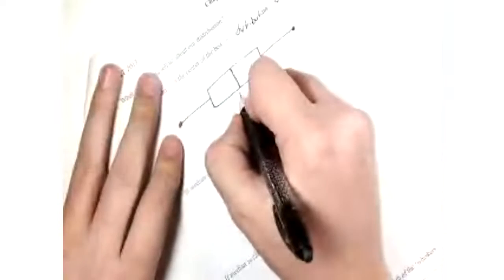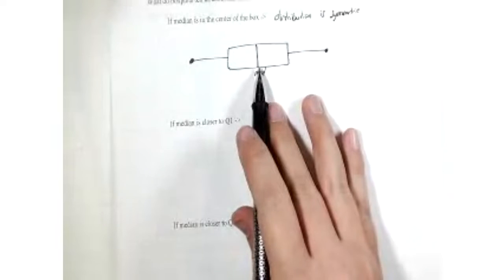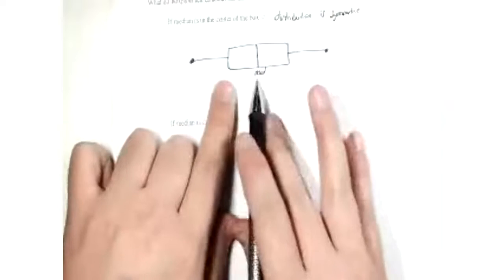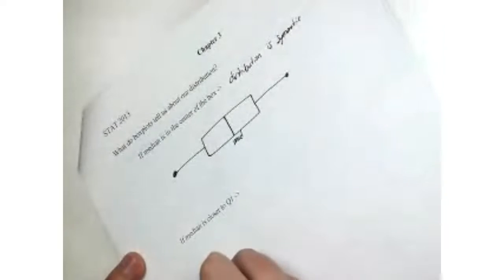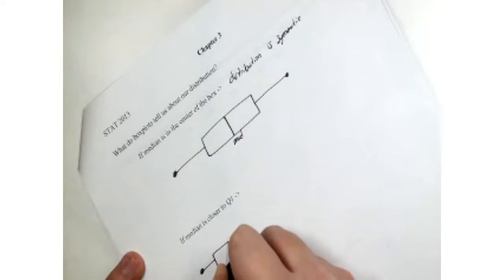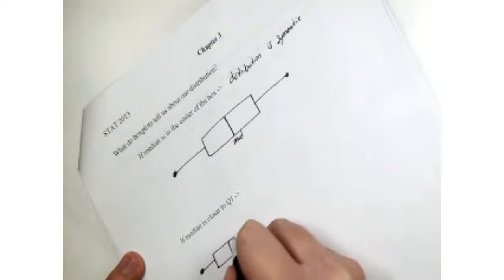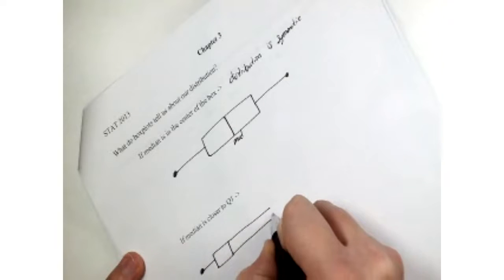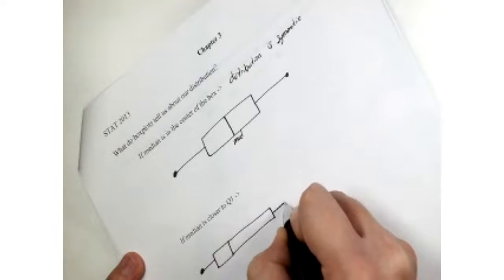So if the median is closer to Q1, first remember that this is Q1, that's the median, that's Q3. If the median is closer to Q1, so it looks like this, then the distribution is right skewed.